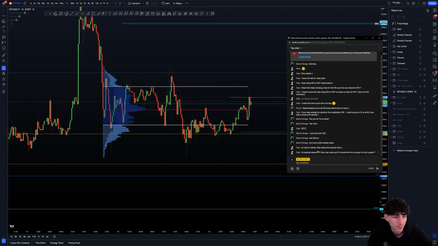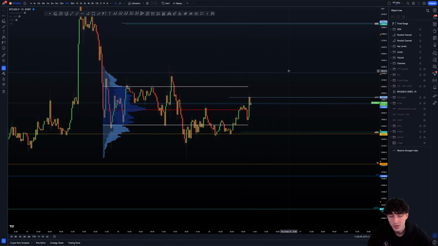Yeah. Bigger raise, take profit one like a day trade, and if it transforms into a swing, it's nice. So basically, always take profit one like a day trade. If it transforms into a swing, it is nice. Personally, the way I'm trading here is when you have a good context, I'm going to maybe bet on the swing.